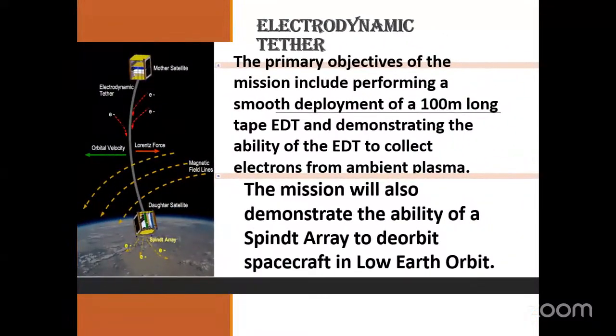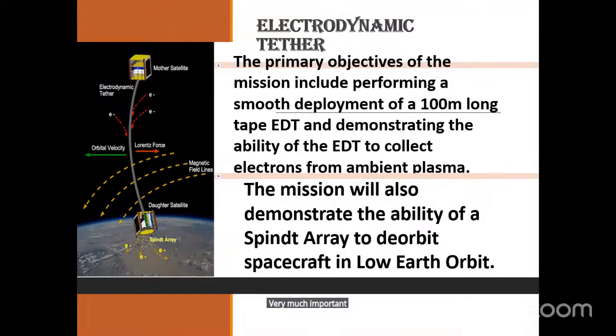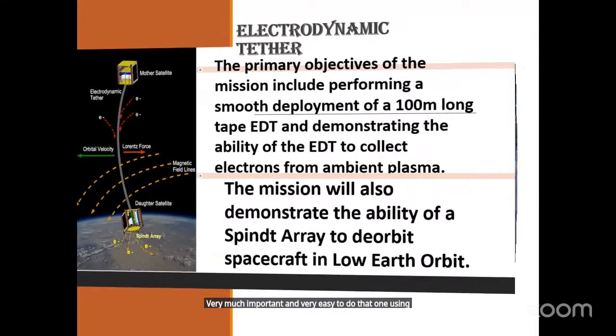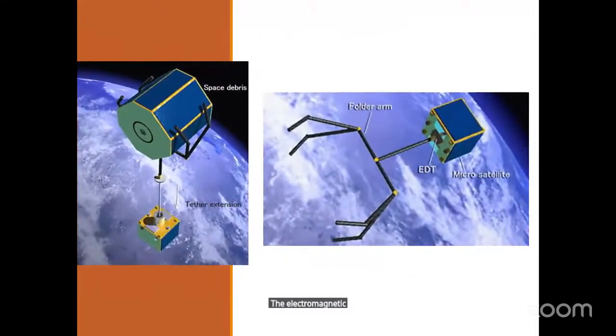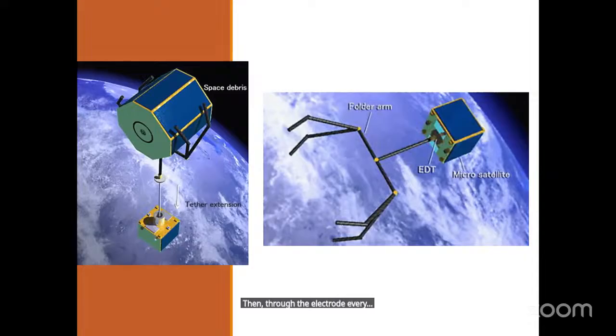The electrodynamic tether, as I already told, is very essential, very important, and very easy to do using tether systems. The electromagnetic field also. This system is easy to dock, with four arms, and captures easily. You see the space debris, the blue color on the left side, and the micro satellite on the right side. Through that, a folded arm is there, and through the electro things it is easy to capture.